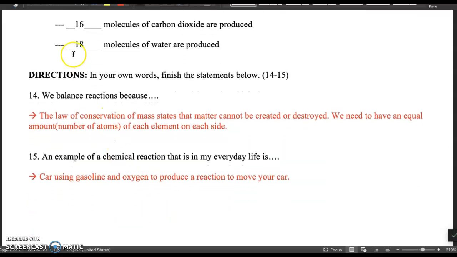And an example of a chemical reaction would be your car combusting gasoline in the presence of oxygen to produce carbon dioxide and water, but it also releases a tremendous amount of energy, which is then used to move your car forward.